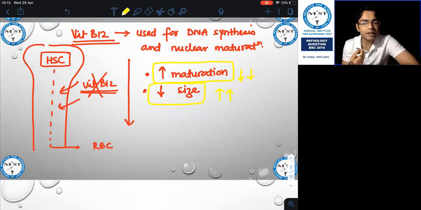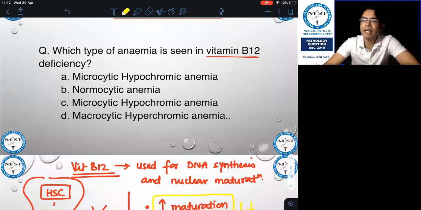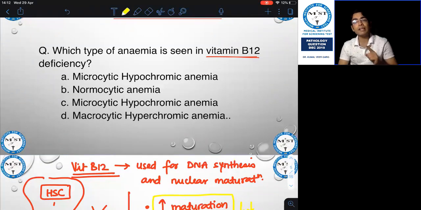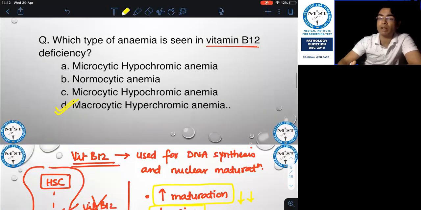And what is megaloblastic anemia? It is an anemia due to vitamin B12 or B9 deficiency. So again, see the question. Which type of anemia is seen in vitamin B12 deficiency? Microcytic hypochromic? No. We know the cell size will increase, not decrease, right? Then normocytic anemia? No. The RBC will not be normal in size. They will be more. So the answer would be macrocytes. You will have macrocytes in vitamin B12 deficiency.